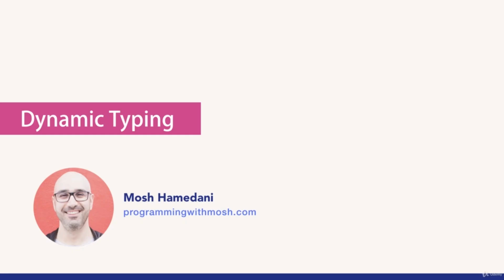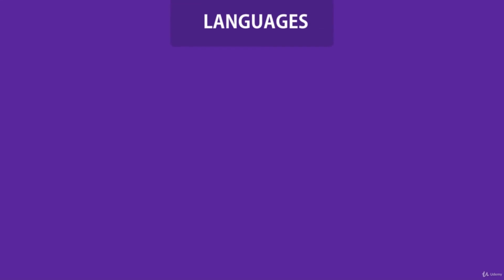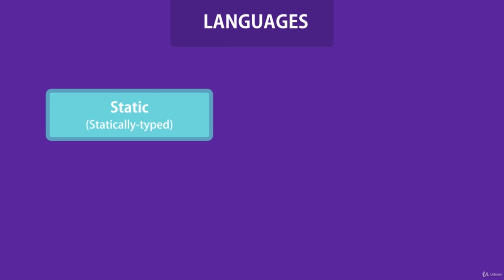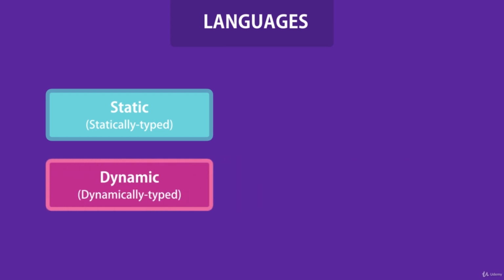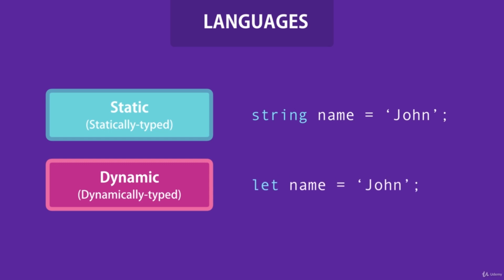One thing that separates JavaScript from a lot of programming languages is that JavaScript is a dynamic language. What do I mean by dynamic? Well, we have two types of programming languages: static languages or dynamic languages. In static languages, when we declare a variable, the type of that variable is set and it cannot be changed in the future. In a dynamic language like JavaScript, the type of a variable can change at runtime. Let's see this in code.